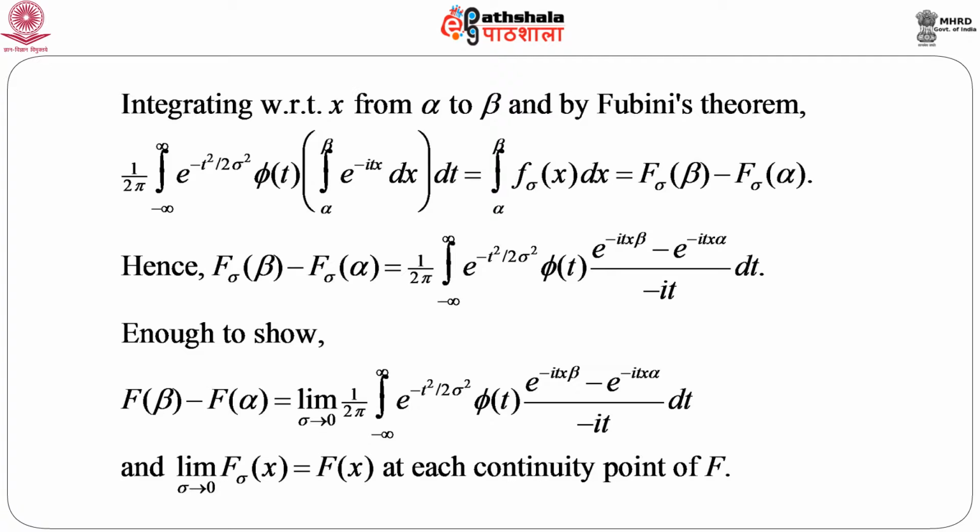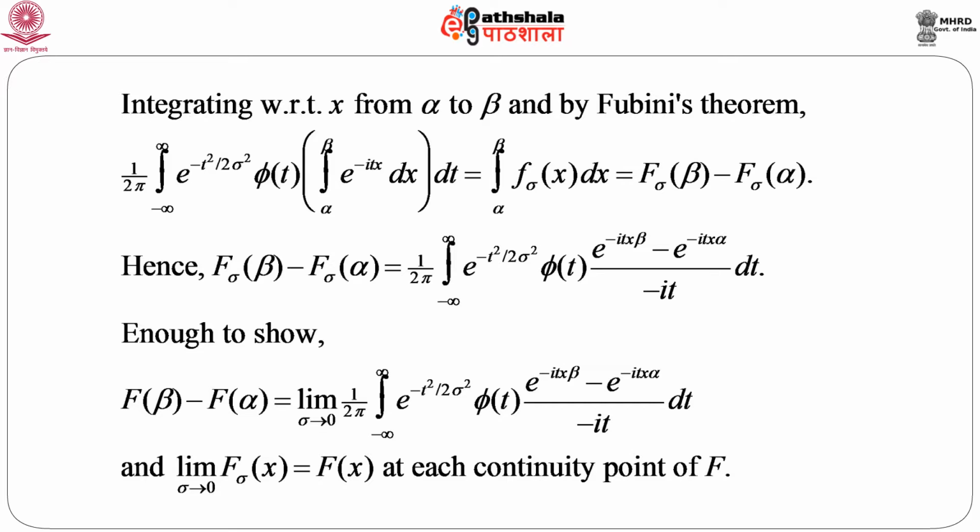So, capital F sigma beta minus capital F sigma alpha equals 1 by 2 pi, integral from minus infinity to infinity of e to the power minus t square by 2 sigma square into phi t into (e to the power minus i t beta minus e to the power minus i t alpha) by minus i t dt. If you recall the statement of the theorem, we are almost there. We get this expression exactly as it is in the theorem. So, we are approaching the proof of the theorem, that is pretty clear from this step.